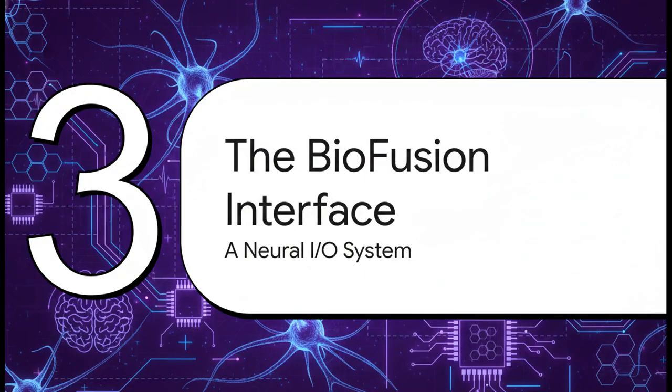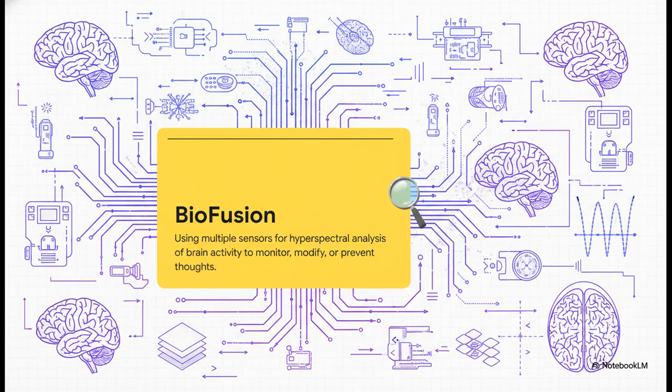All right, so we have our data type. What's next? We need an I/O system, right? A way to read from and write to the brain. This is the hardware and software layer, the bridge between our digital processor and the biological wetware. Norcine called this I/O system Biofusion. And if you're familiar with the military concept of sensor fusion, combining data from different sensors to get a clearer picture, well, this is that, but for the brain. Think of it as creating this complete, real-time, multi-layered diagnostic of the brain's electromagnetic state.